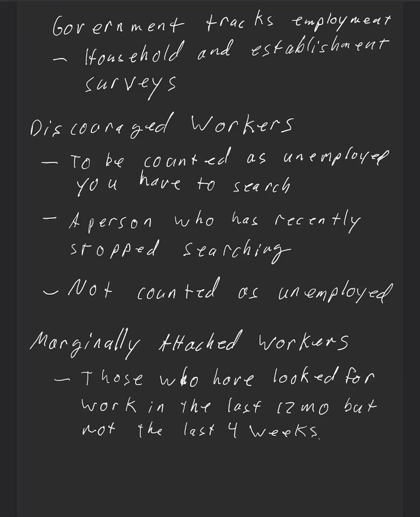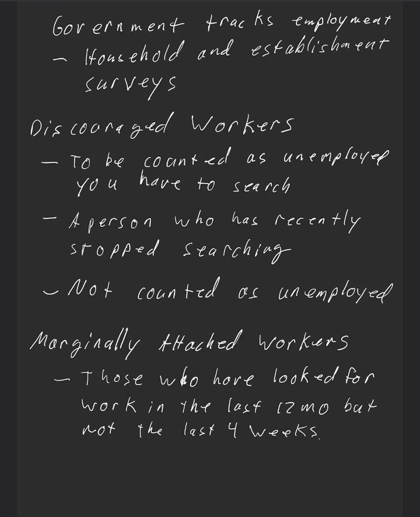Okay, so the government tracks employment, and it does this through household and establishment surveys. They send out surveys to track this, so it's imprecisely measured. It's not like we have exactly perfect records. We generally think they do a good enough job to report these numbers and use them in economic research and whatnot.